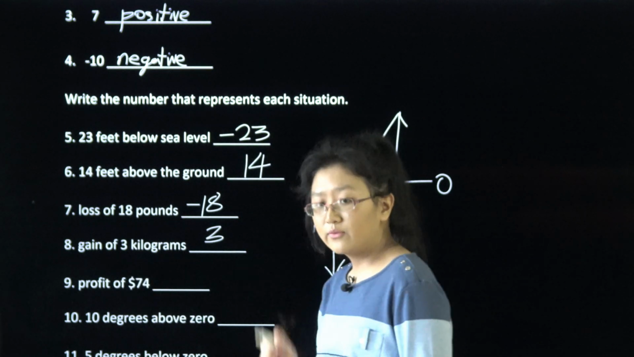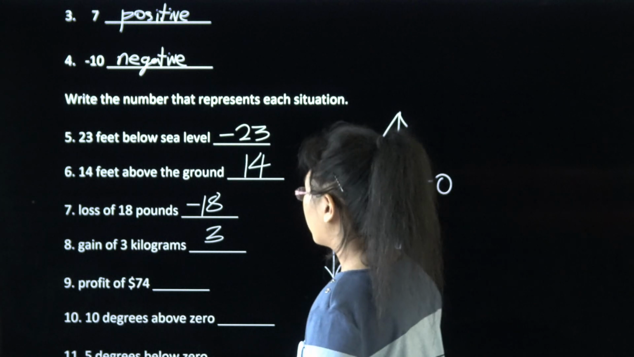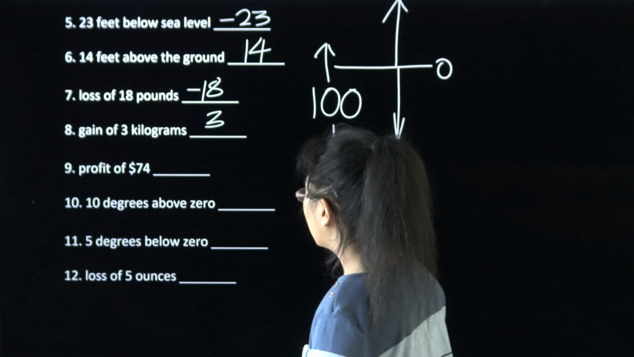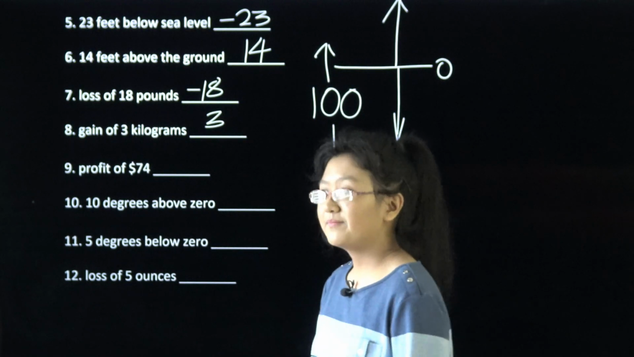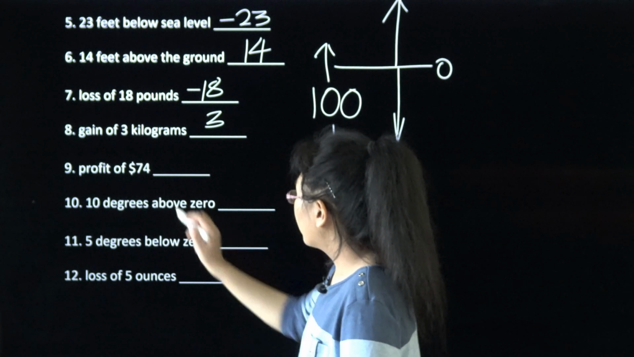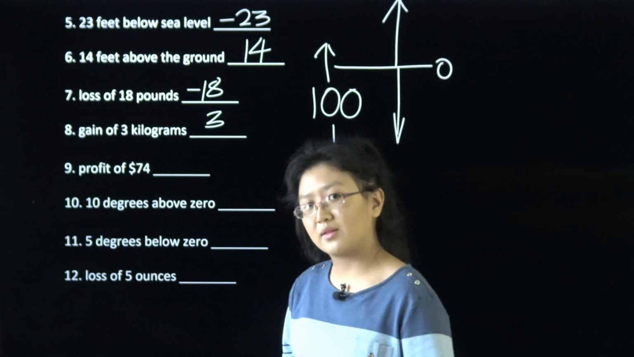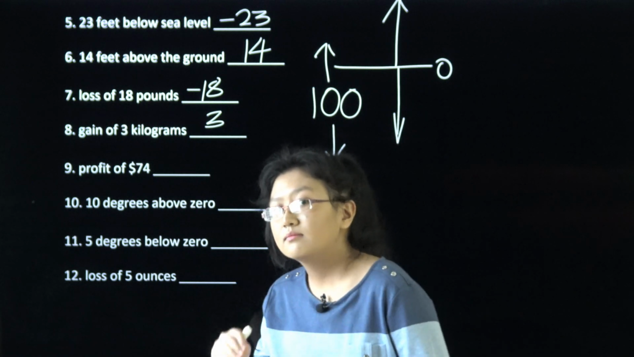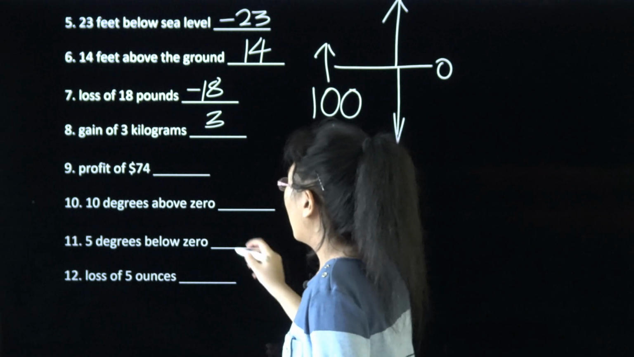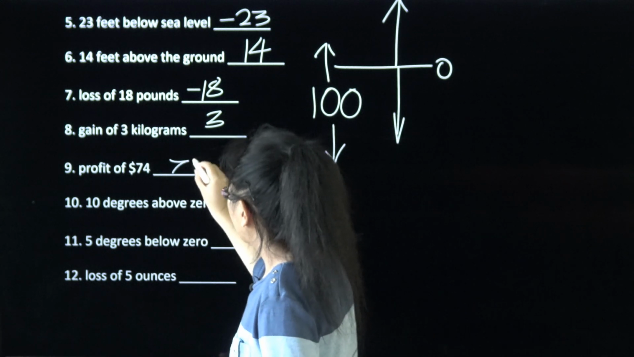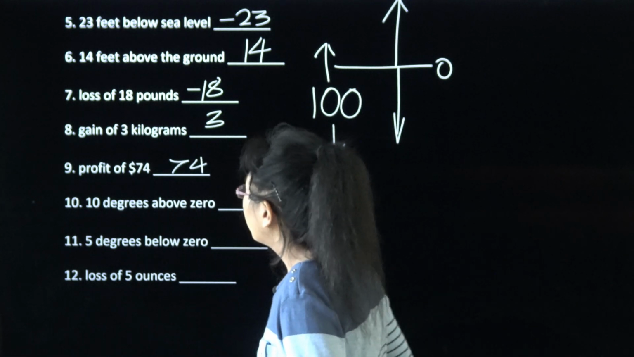Profit of $74. So profit is the amount of money you get. So a profit of $74. What do you think about when you think about the word earn? Well, there's more money. So it would be 74 with no negative sign.